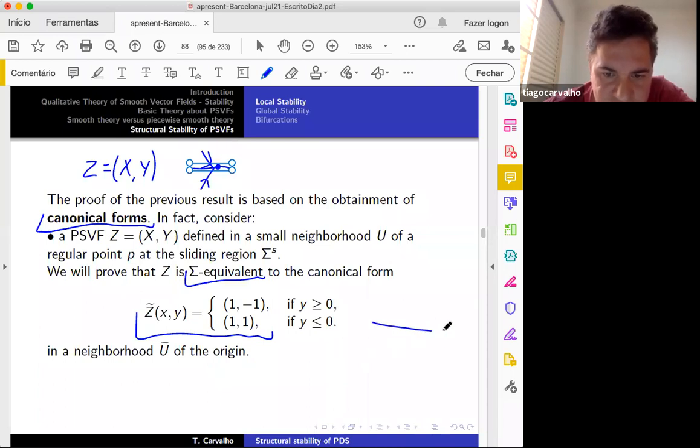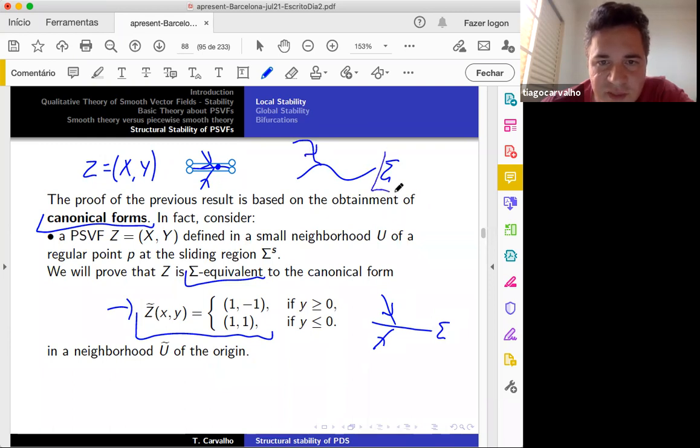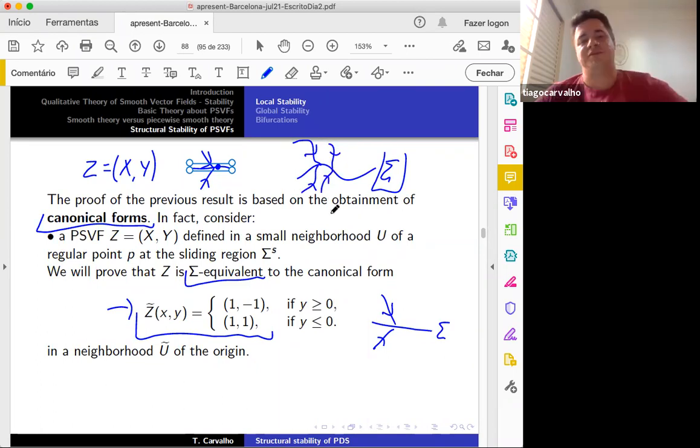This canonical form has this phase portrait, okay? But for example, the vector field Z, this is Z tilde, okay? The vector field Z can be nonlinear, okay? And also sigma cannot be a straight line. So we can have a more complicated situation like this, but these vector fields are sigma equivalent.